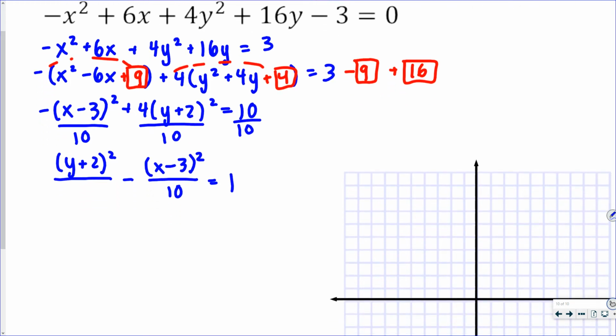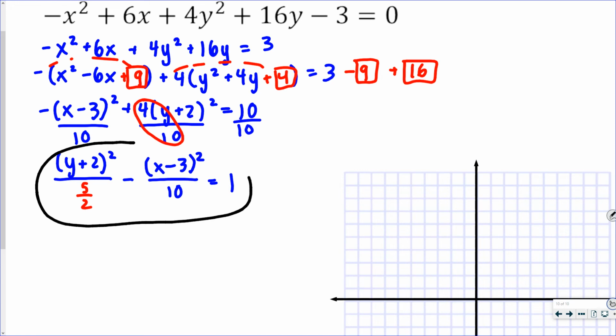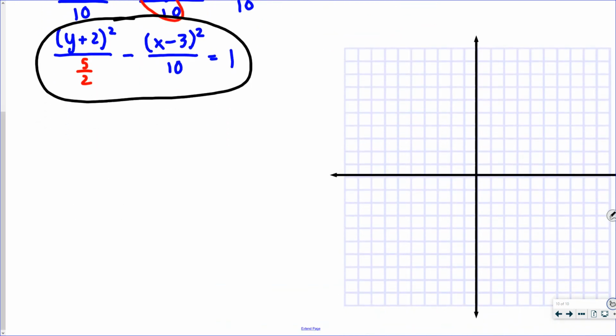For this math, I have 4/10 or 2/5. 4/10 is the same as 2/5, so you have 2/5 times this, and we're going to divide by the reciprocal, 5/2. We couldn't put decimals in here. It's not pretty, but here's your equation in standard form. Horizontal or vertical? Vertical, because y is first.